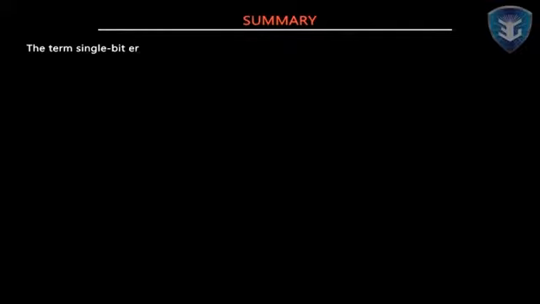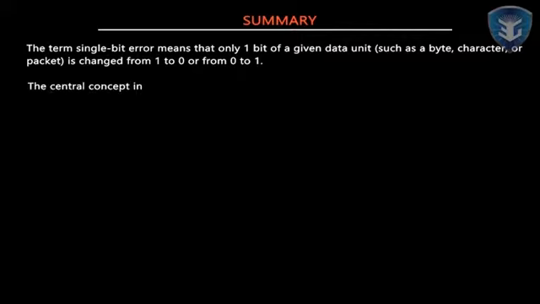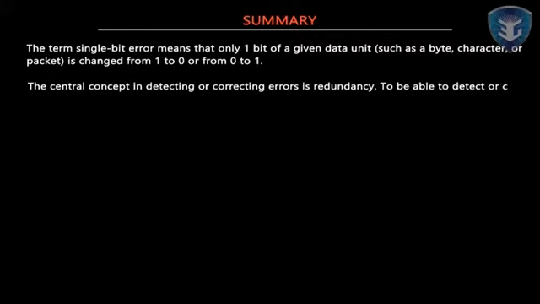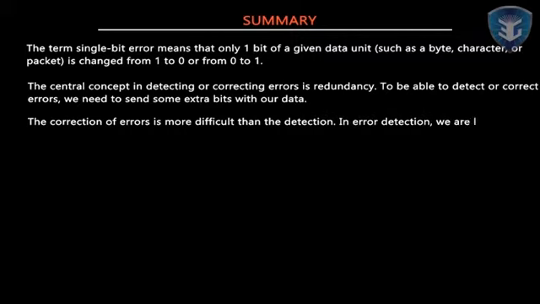The term single-bit error means that only one bit of a given data unit, such as a byte, character, or packet, is changed from 1 to 0 or from 0 to 1. The central concept in detecting or correcting errors is redundancy. To be able to detect or correct errors, we need to send some extra bits with our data. The correction of errors is more difficult than detection. In error detection, we are looking only to see if an error has occurred.